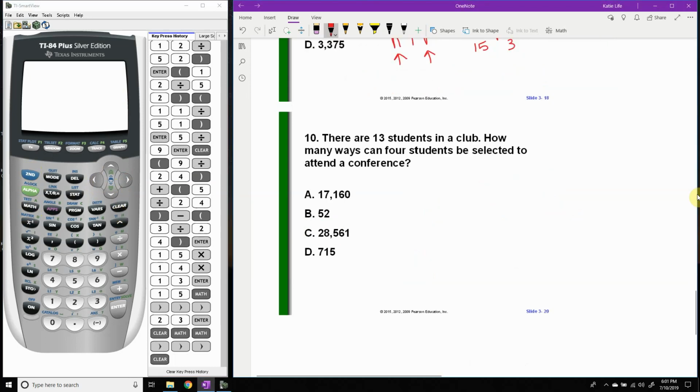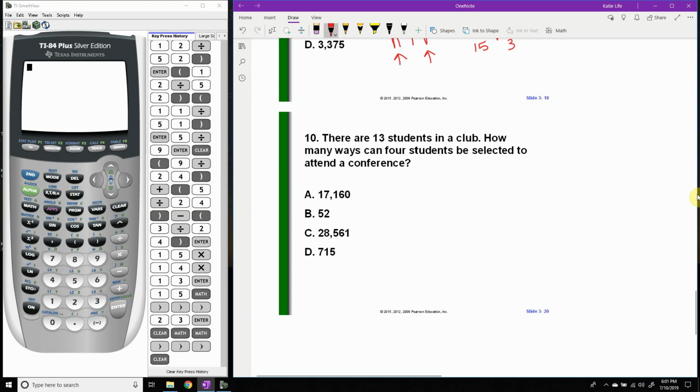There are 13 students in a club. How many ways can 4 students be selected to attend a conference? Okay, so how is this problem different than the one that we just did? In this case, we're not talking about a permutation here. Order doesn't matter. In the previous problem, order did matter, right? First, second, and third, how those things are awarded are different depending on which dog actually comes in which place, right?